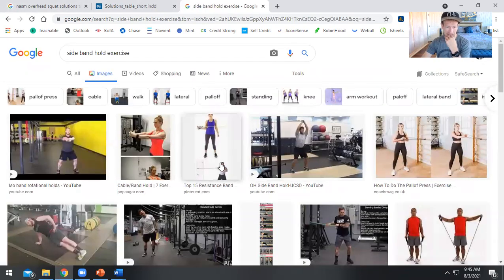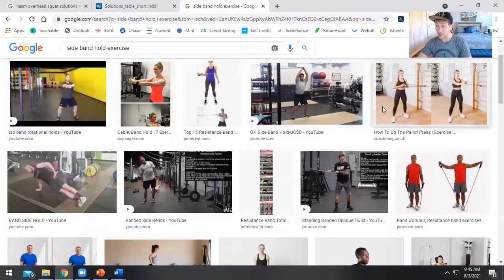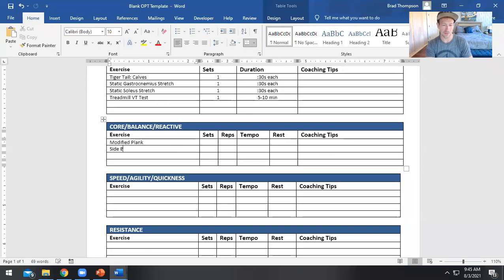Love this exercise, right? This isolated rotation. Rather than having them do a wood chop, just have them hold and then walk themselves laterally. That's like doing a side plank without having to get down on the ground. Great option for an obese client. This one is not in your book, unfortunately. But let's see, side band hold, right?